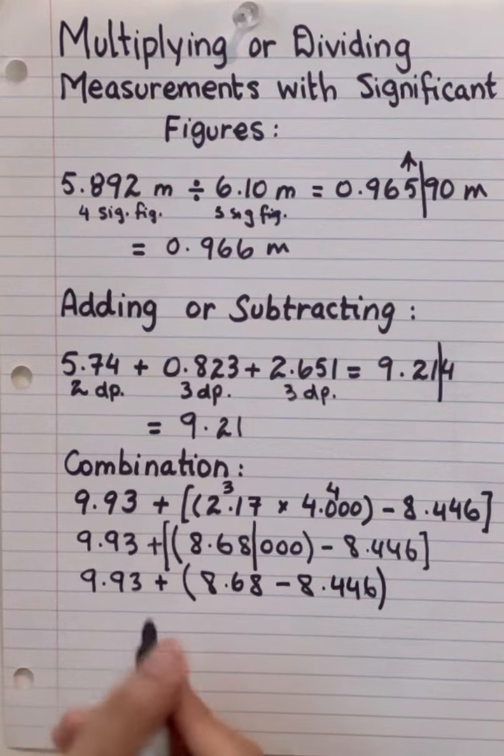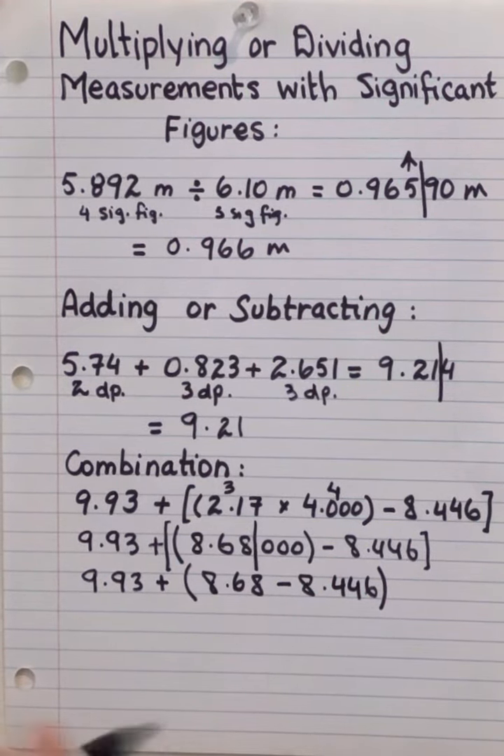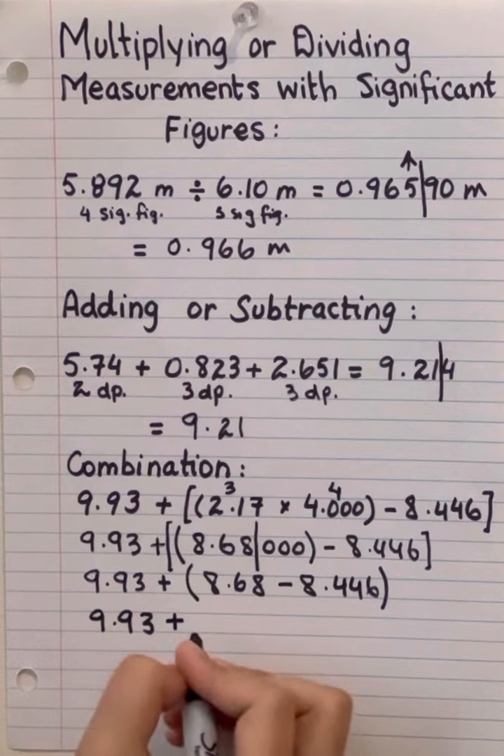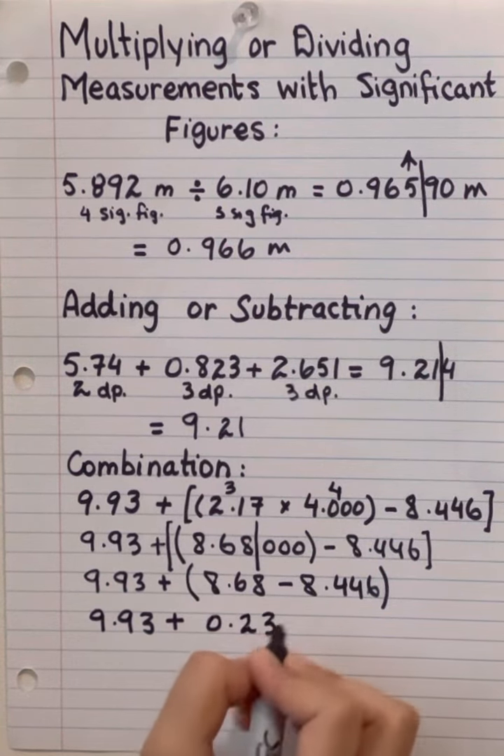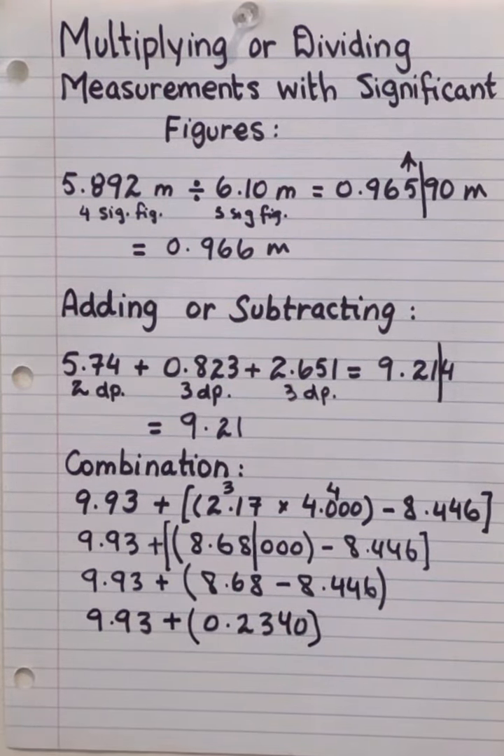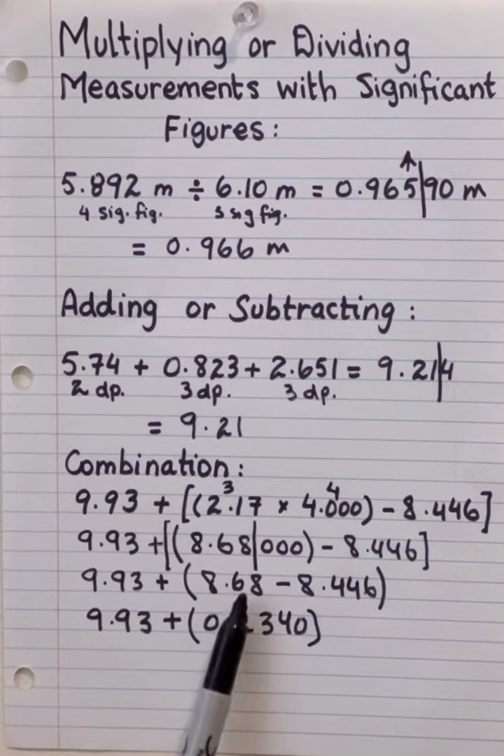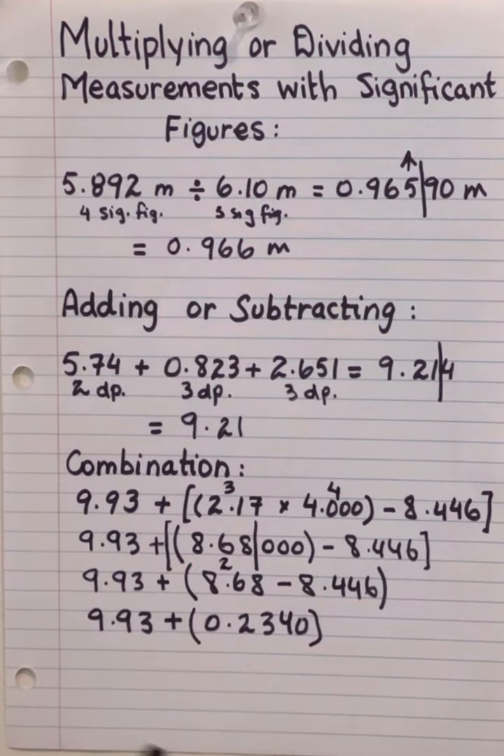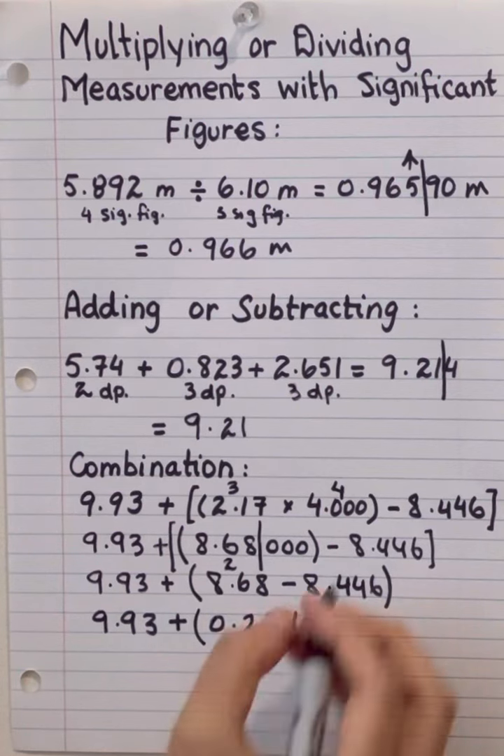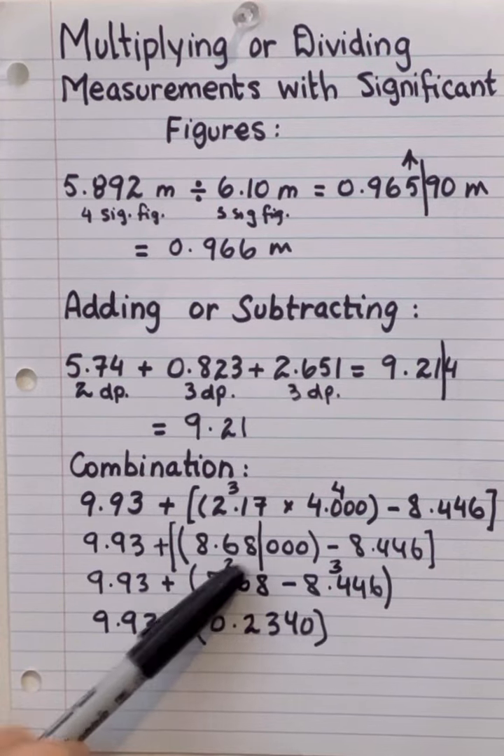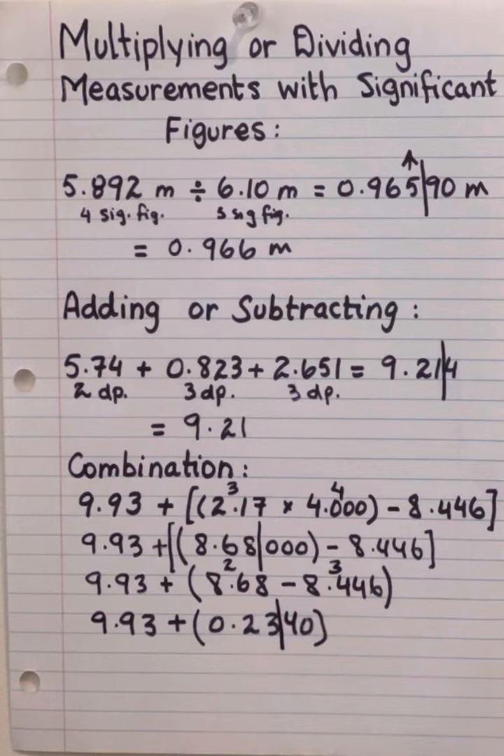8.446. Now subtract. So here we have 0.2340. So it's still not in the correct number of significant figures. When we are adding or subtracting, we're going to count our decimal places. So in our first measurement, we have 2 decimal places, 6 and 8. And in our second measurement, we have 1, 2, 3 decimal places. So our result should have the fewest number of decimal places, which is 2. So we're going to cut our answer to 2 decimal places.